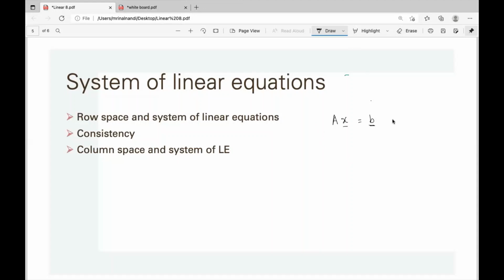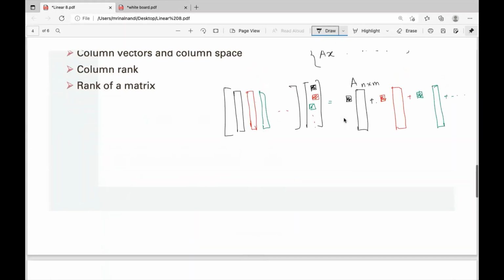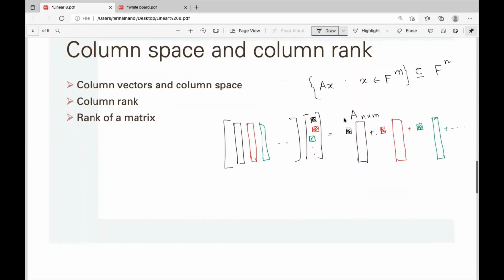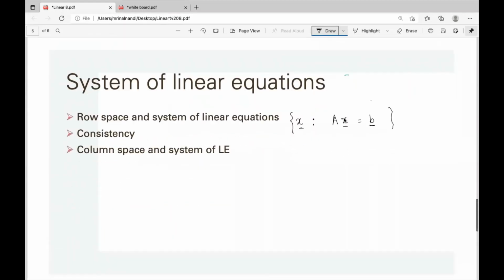So this is the system of linear equations, and we talk about its solution space. Now think, this is a different way. To get the column space, we collect all Ax. But here we collect all x, not Ax, in the solution space. That is something to do with the domain part, not the codomain part.